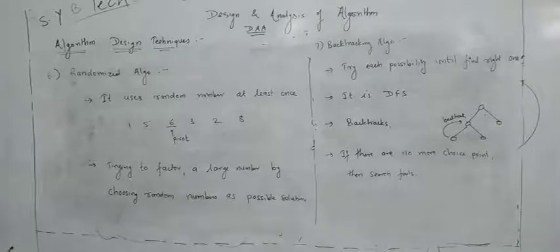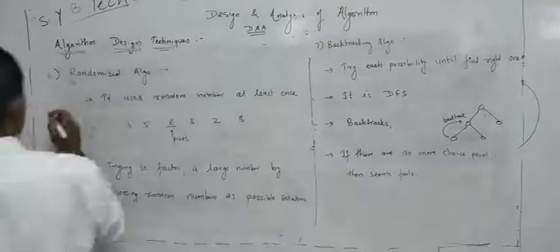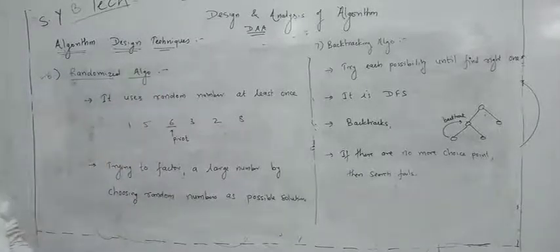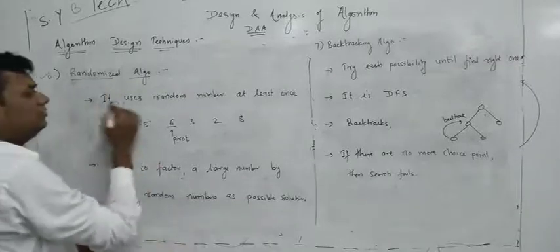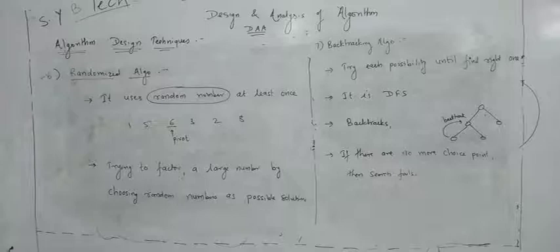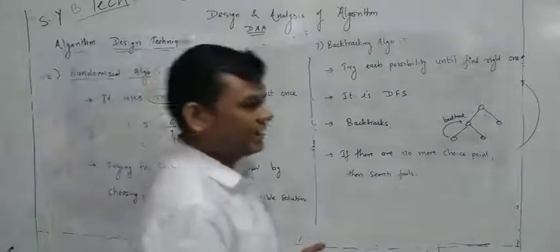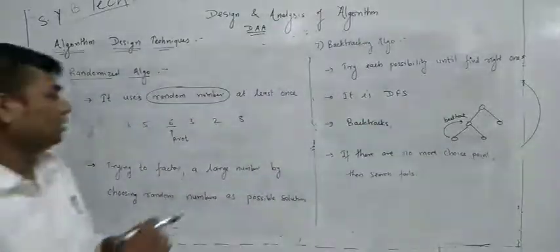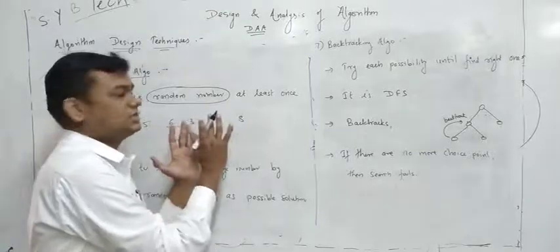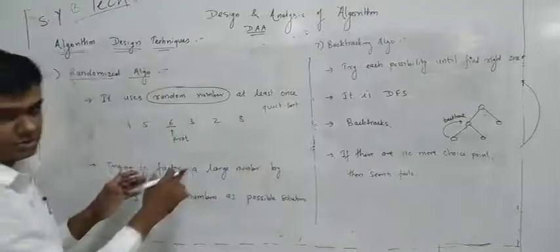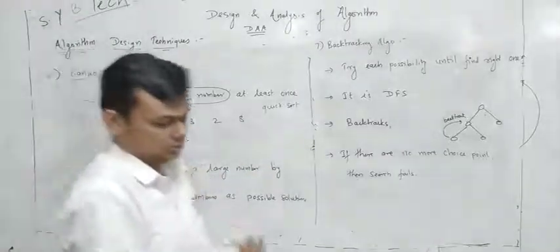Students, here we see the next algorithm design technique, that is called randomized algorithm. So what is that randomized algorithm? In a randomized algorithm, we have to decide a specific number, that is called a random number, and by using at least one random number, we divide the problem, for example in quick sort. If we take the example of quick sort, we have to divide that list of numbers into two parts.